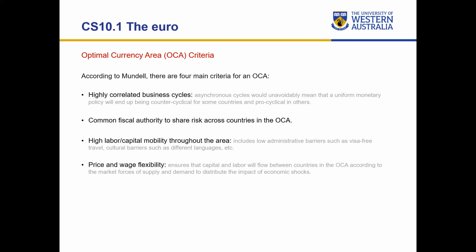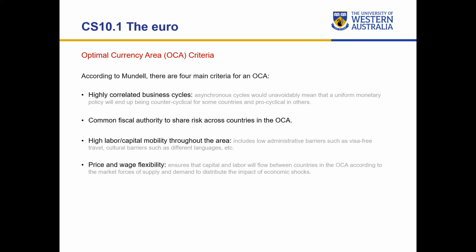So by having a common fiscal authority, it does allow business cycles to be smoothed out when different countries, different states suffer from asymmetric business cycle fluctuations. So even though Australia and Europe don't have number one, at least Australia does have number two. The United States is another example. The United States doesn't have number one, but it does have number two.